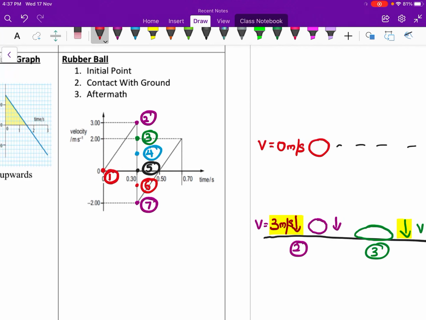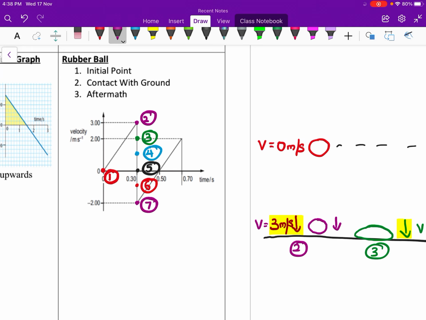Alright, so this video will be talking about the velocity time graph of a rubber ball. I'll explain how the velocity changes during the bouncing rubber ball process. First thing first, when I drop the rubber ball, the velocity will be 0 meter per second. Under the influence of Earth's gravitational field, it will slowly increase speed, maybe to 2 meter per second, and after that 3 meter per second. The 3 meter per second, I will label as point number 2.